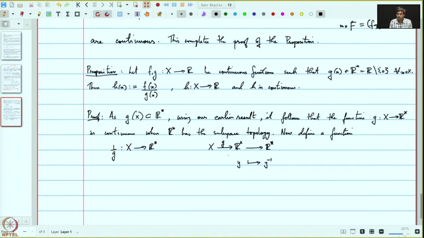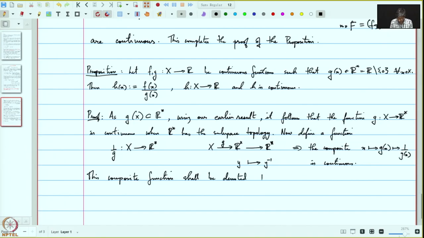Okay, so g is continuous, this map y to y inverse, that is continuous. So therefore the composite, which sends x to, first it sends it to g of x, and then this goes to 1 upon g of x. Yeah, so the composite is continuous. Okay, so this composite function shall be denoted 1 upon g. So this is from X to R star, but now we will just take the inclusion of R star into R, and this composite is also continuous because R star has the subspace topology.